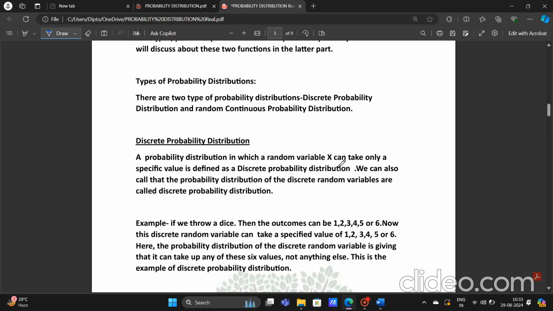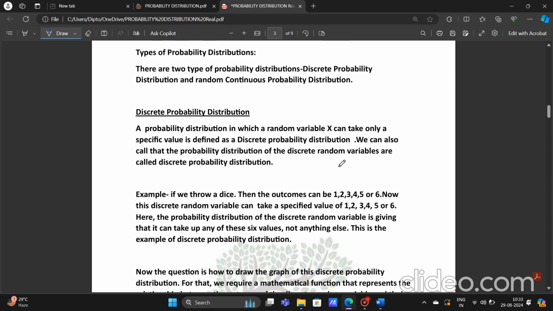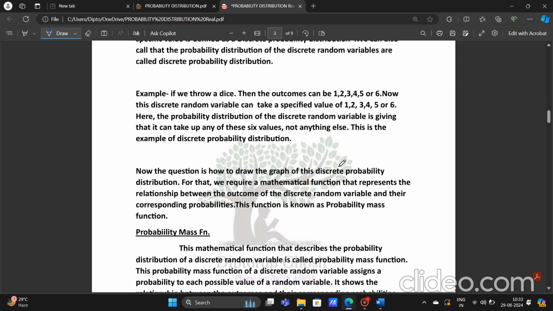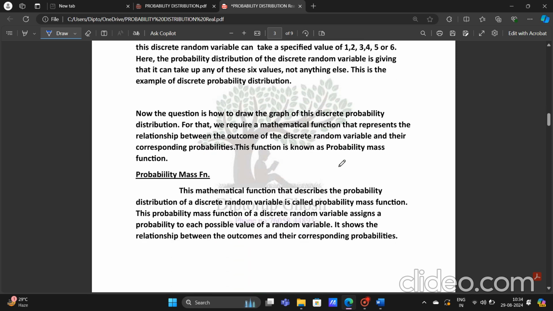Now the question is how to draw the graph of this discrete probability distribution. For that we require a mathematical function that represents the relationship between the outcome of the discrete random variable and their corresponding probabilities. This function is known as the probability mass function. And what is the probability density function? It is just like the probability mass function, representing the mathematical relationship between the outcomes and the corresponding probabilities, but it is used for the continuous probability distribution.